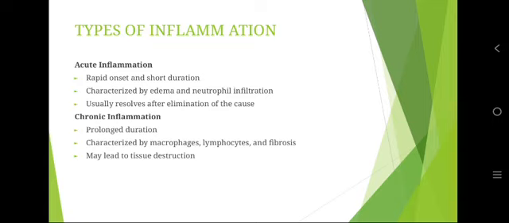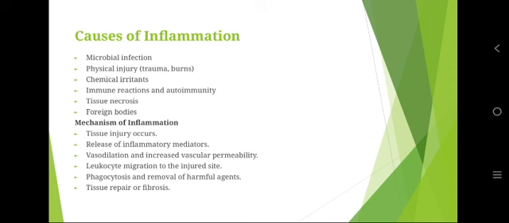Then the difference between acute and chronic inflammation: acute inflammation has rapid onset of action, but chronic inflammation has slow onset of action. Acute inflammation is of short duration, but chronic inflammation is of long duration. And acute inflammation is neutrophil dominant, but chronic inflammation is macrophage dominant. And then move on to the next slide, which is causes of inflammation.